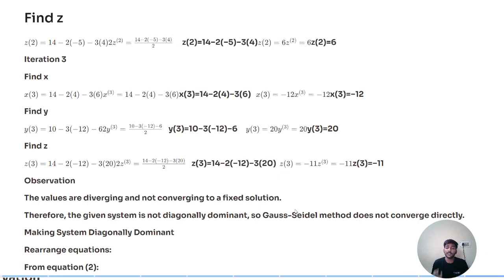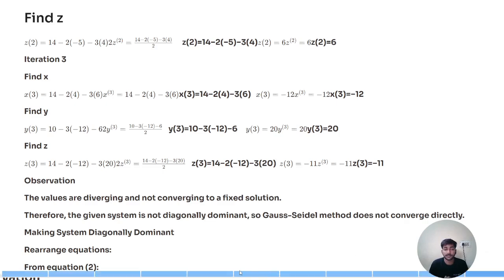Then from these observations, what do we think about the convergence? This is giving that these values are not going to converge. These values are going to diverge. The values are diverging and not converging to a fixed position. Therefore, the given system is not diagonally dominant. So the Gauss-Seidel method does not converge with this.